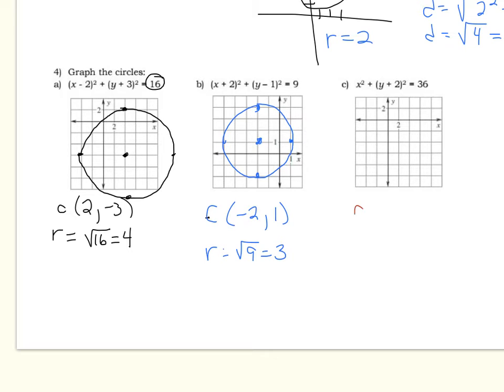Okay, this last one, the center, if you look at it, inside the x, there's really nothing there. So if there's nothing, we just consider the x part 0. And the y part would be -2. And the radius would be the square root of 36, which is 6. So we got 0, -2. And in this case, we'll go by 2s, you can see. So 0, -2 would be here, and a radius of 6. So 2, 4, 6 in each direction. Looks something like that.